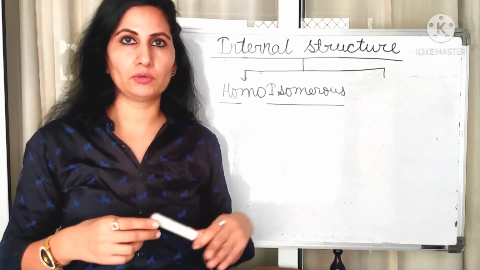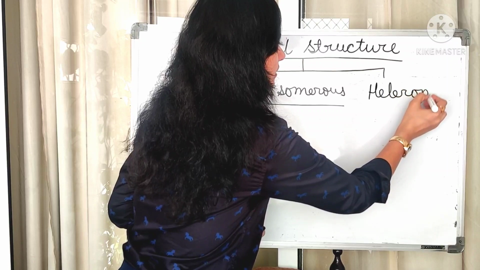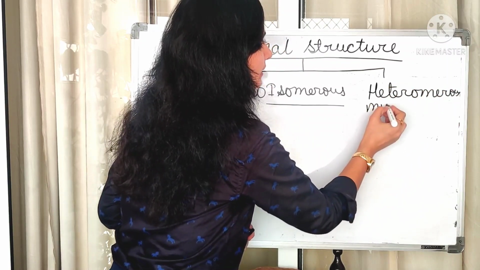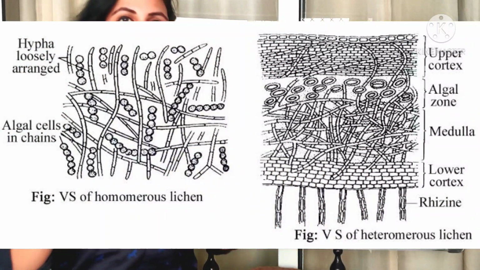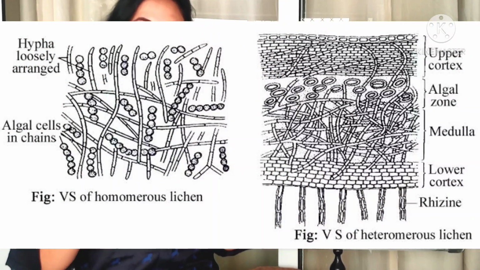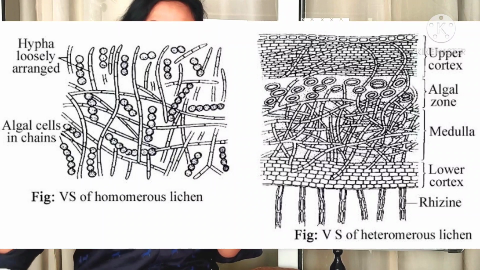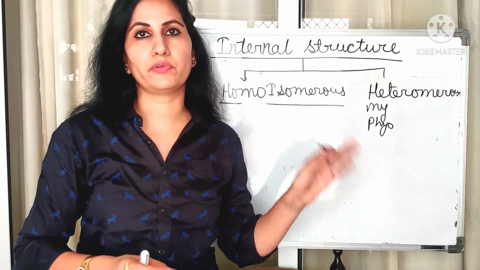And if we talk about the other type, heteromerous, in heteromerous the mycobiont and the phycobiont both have stratification, means they are arranged in particular layers. They are not randomly distributed throughout the thallus. So this is the basic difference in both of them.